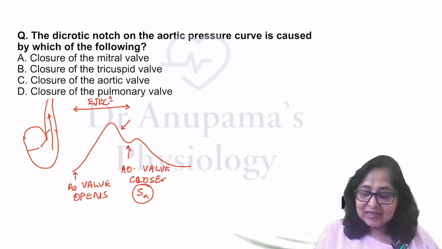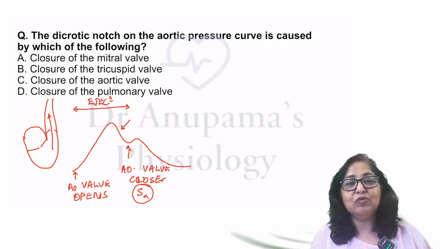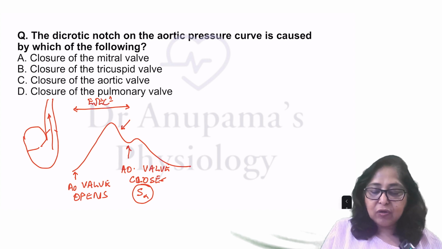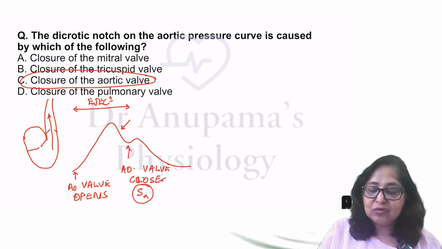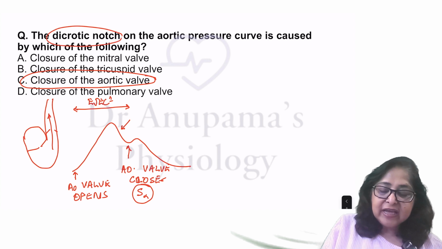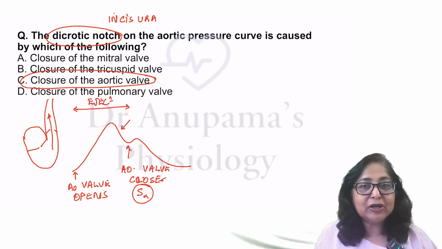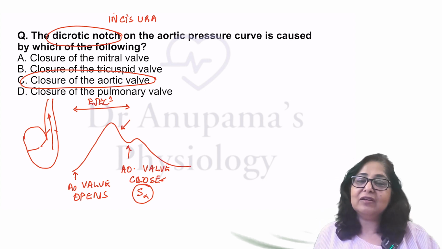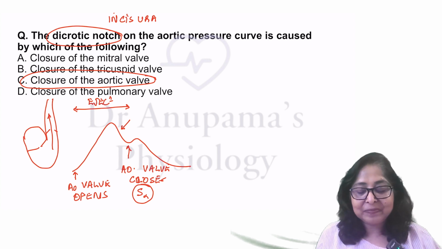So this notch that you see in the aortic pressure curve is due to closure of the aortic valve, and this is known as the Dicrotic Notch. It is known as the incisura on the aortic pressure curve and Dicrotic Notch in the peripheral arteries. Both mean the same thing, incisura and Dicrotic Notch.